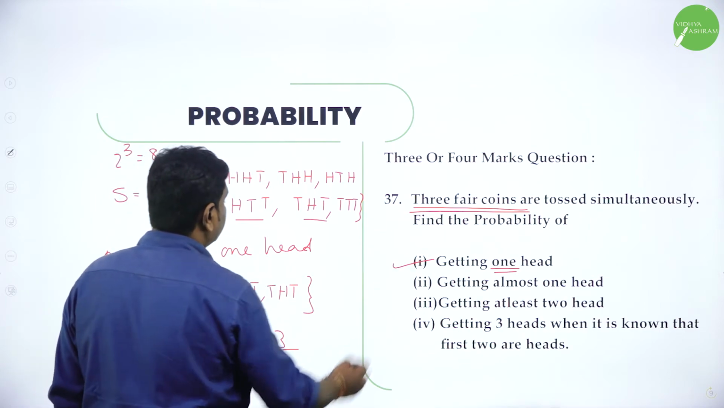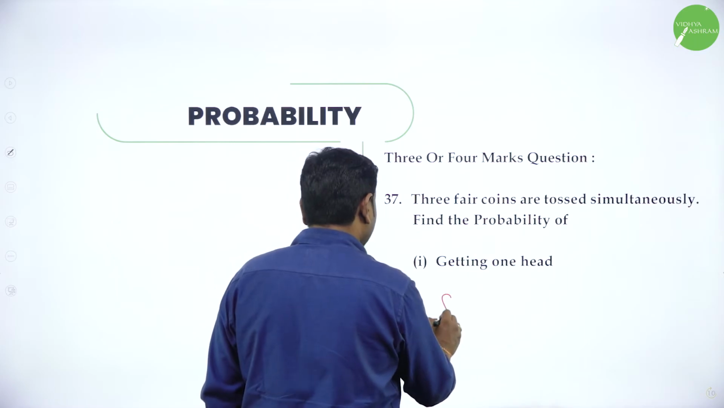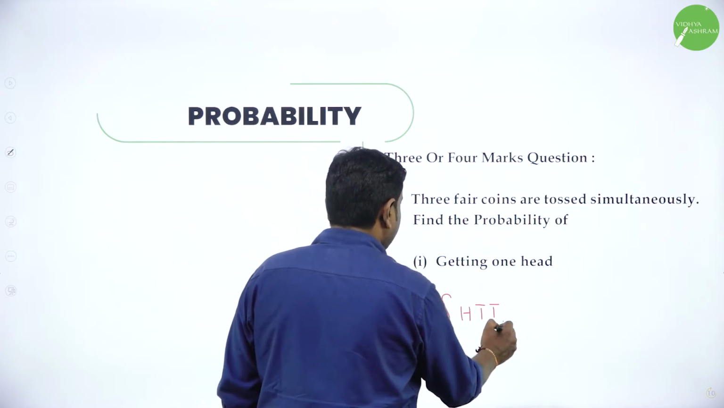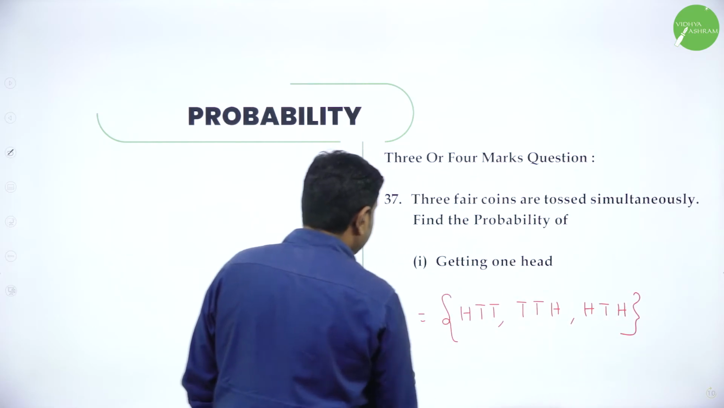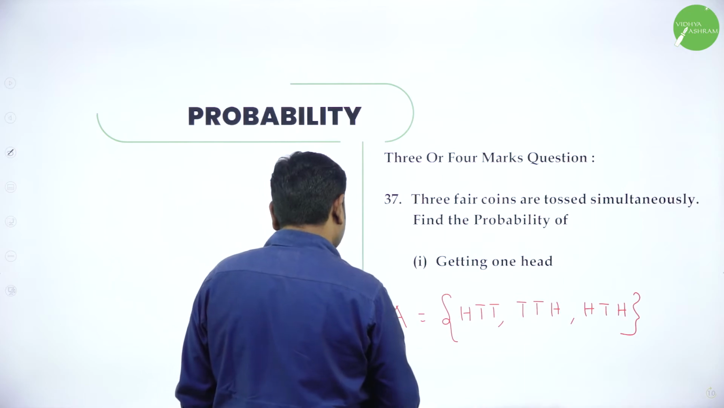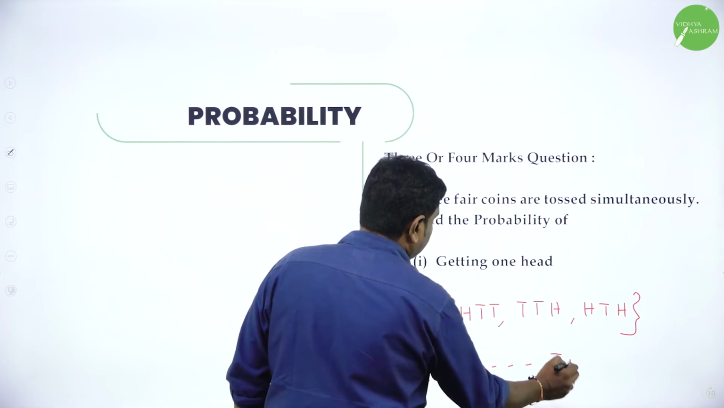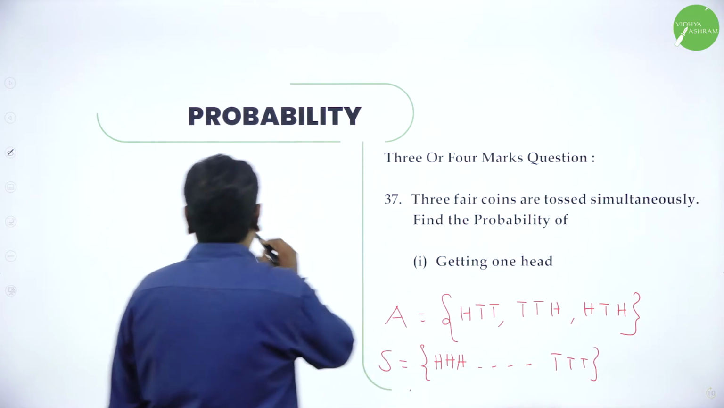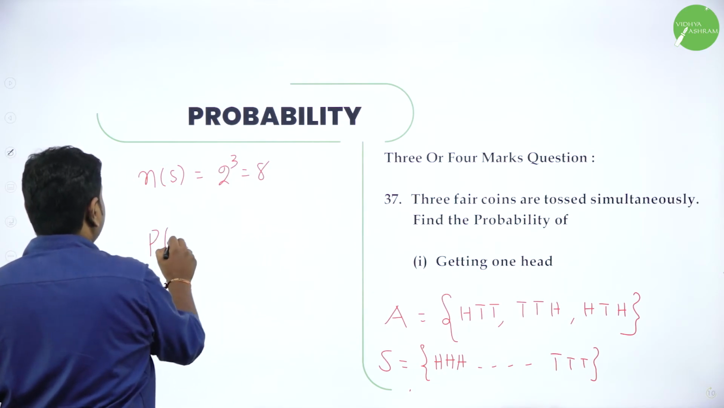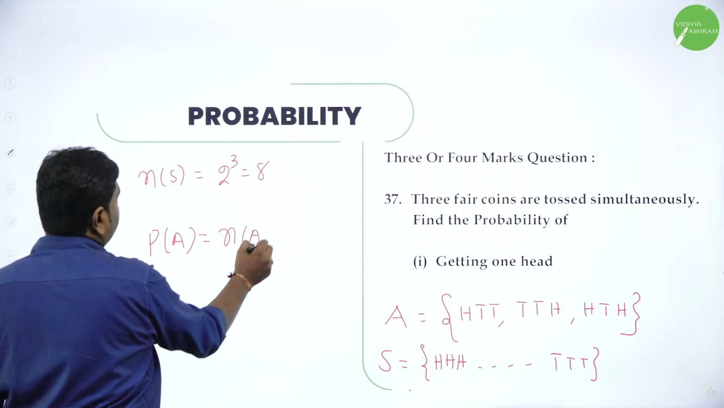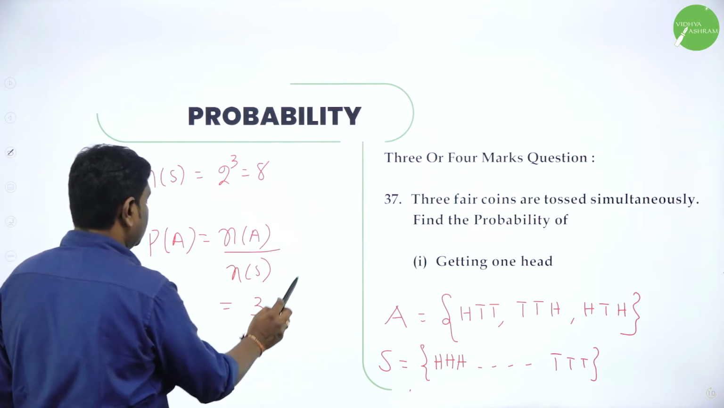So first one we have done. So they wanted first one. So first one is what? Getting one head. What is getting one head? Head, tail, tail, or tail, tail, head, or head, tail, head. Only one head we are getting. Sample space we have, all the outcomes: head, head, head, up to tail, tail, tail. So total we have N of S is 2 cube, 8. So probability of getting one head is number of elements in A divided by number of elements in S. In A we have exactly 3, divided by 8.